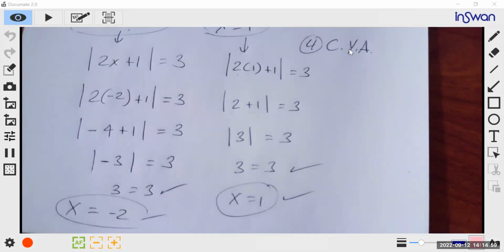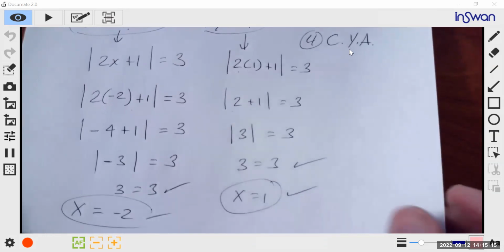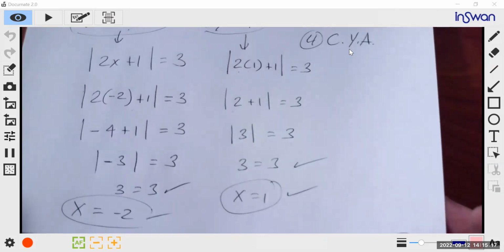So the objective here is you have to isolate the absolute value first. And then once you drop them, put a plus or minus in front of the answer and solve for X. You have two equations now. Let's look at another example. Everybody ready? Everybody still writing?